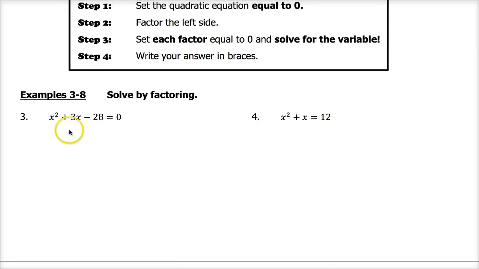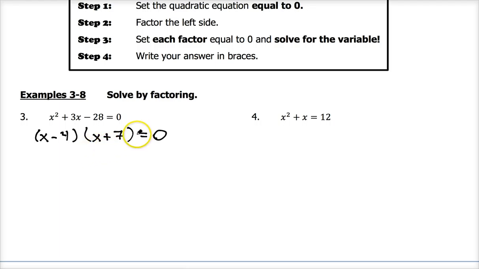So we're going to factor this trinomial, and remember to factor this, we need to think of factors of negative 28 that combine to get positive 3. Okay, so we know in order to get a negative here, we need to use a positive and a negative in our factors. So numbers that multiply to get negative 28 have a difference of positive 3. That would be negative 4 and positive 7. So this factors into x minus 4 times the quantity x plus 7.